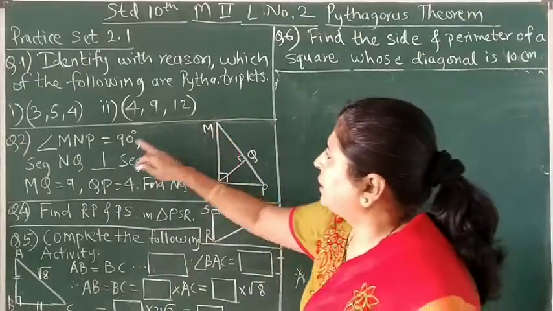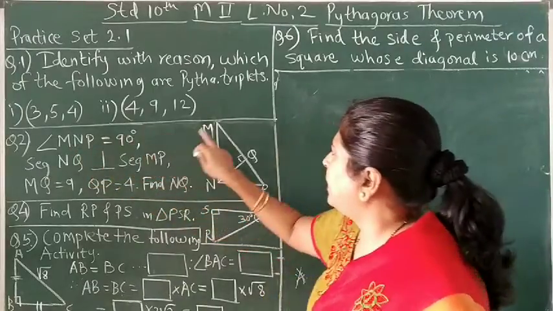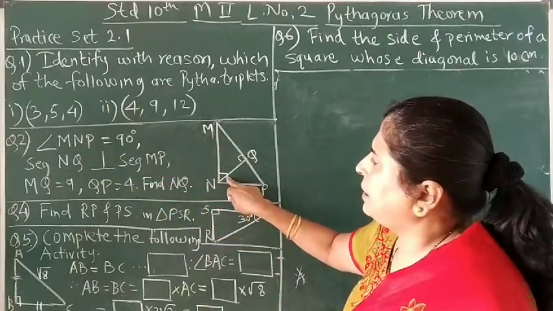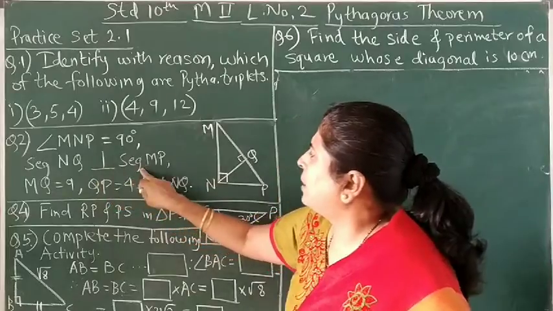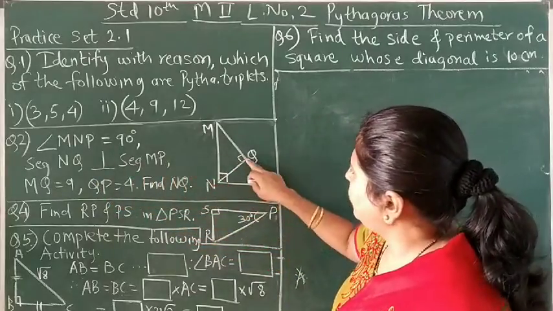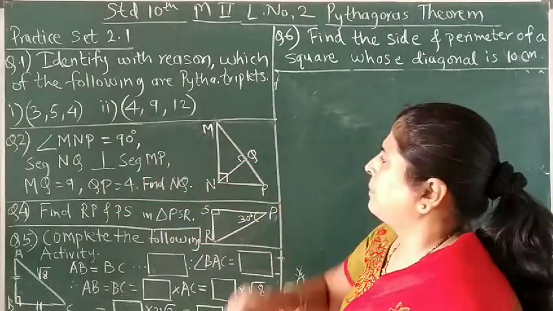You can see in the figure that the angle MNP is 90 degrees. Segment NQ is perpendicular to segment NP.